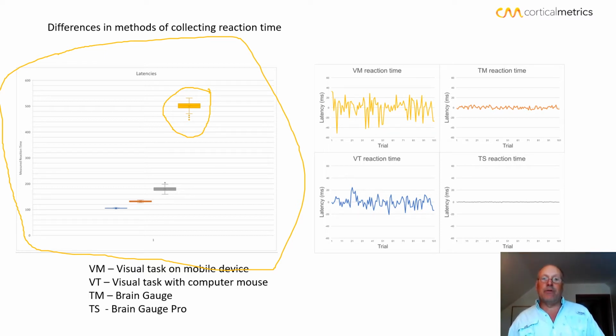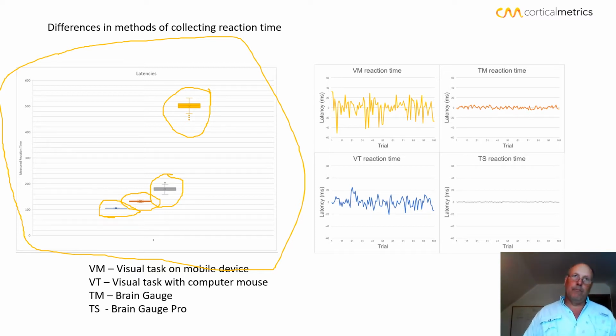That's roughly 500 milliseconds, but even more importantly, the variability is very large. And you look here, that is the visual task with the computer mouse, and a lot better than that is the Brain Gauge with the computer mouse. And then over here, this bottom one that's nearly perfect with hardly any variability is the Brain Gauge Pro, where the robot responded on the Brain Gauge Pro itself.